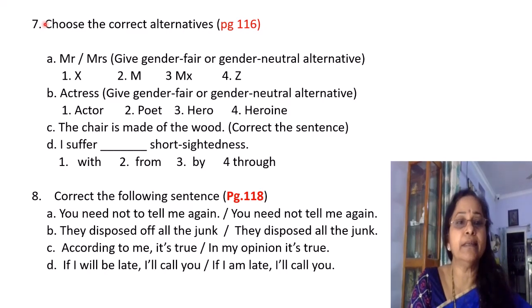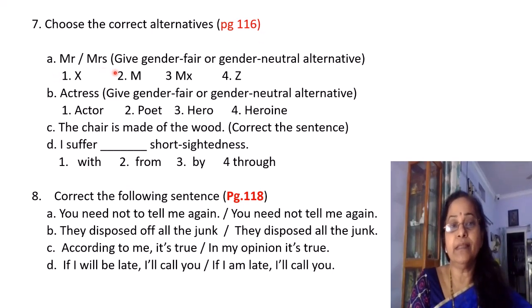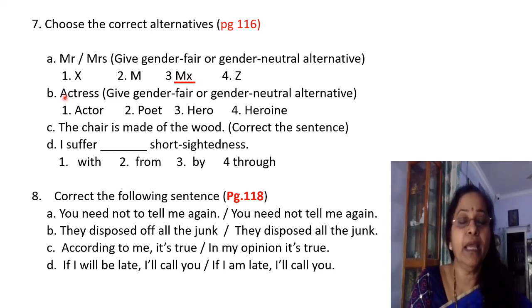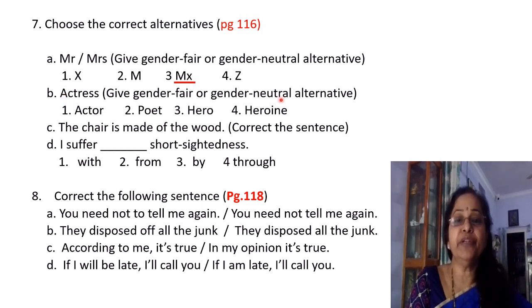Next question, that is the seventh question. Choose the correct alternatives. Mr. or Mrs.: give a gender fair or gender neutral alternative. This is given on page number 116. All the words are given and then the alternatives are also given. Just give one reading, it will be sufficient. The options are X or M or MX or Z. So what is the answer? It is MX. MX means it's gender neutral. We don't refer to a particular Mr. or Mrs. Actress: give a gender fair or gender neutral alternative. And the answer is actor.